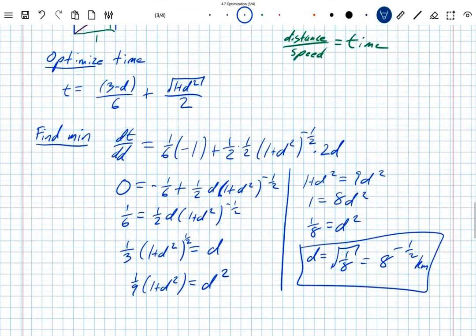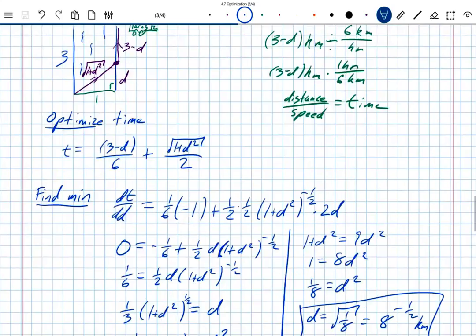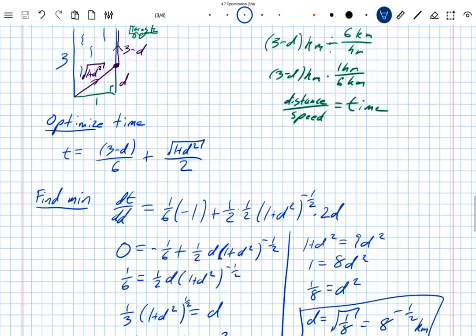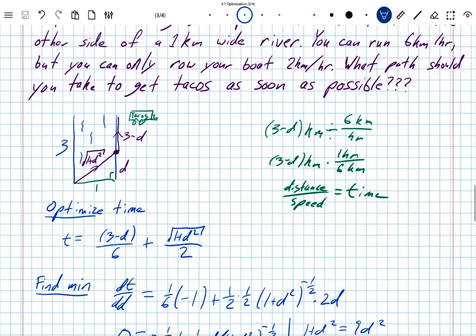That was a nice reminder on solving things like this. There's often some solving that you have to do. But just check, does this make a certain amount of sense? The square root of 1/8 is less than 1, which kind of makes sense. These numbers up here are pretty small, right? This is 3, this is a 1 here, and so we're going to go less than 1/3 of the way up. We're going to take a pretty sharp angle there to cut across, and this is what you should expect to happen whenever you have to use a slower medium for part of the way, is that you want to kind of cut that corner.